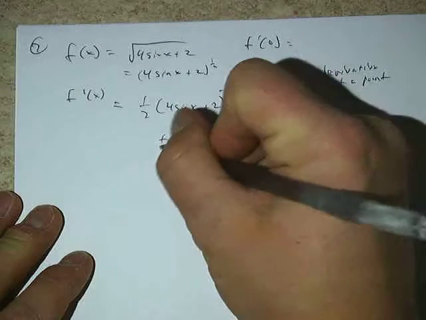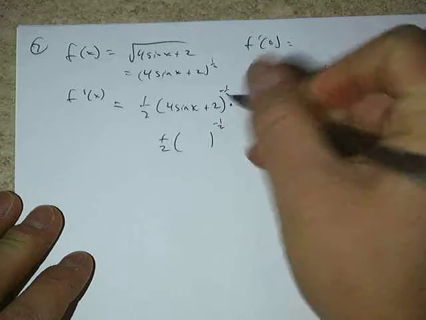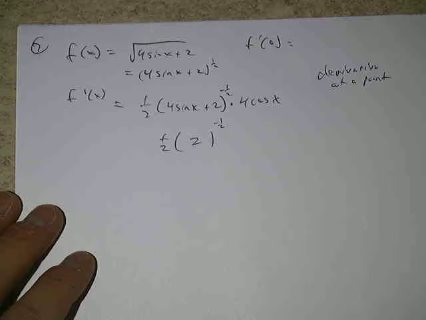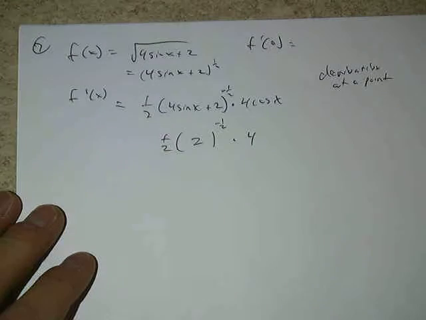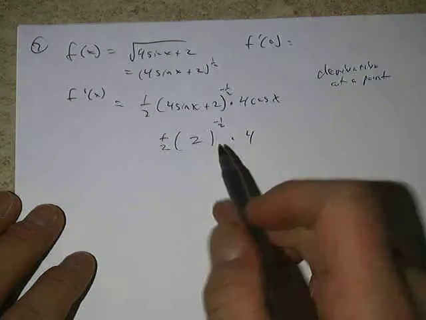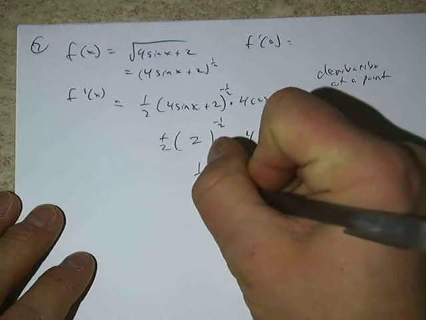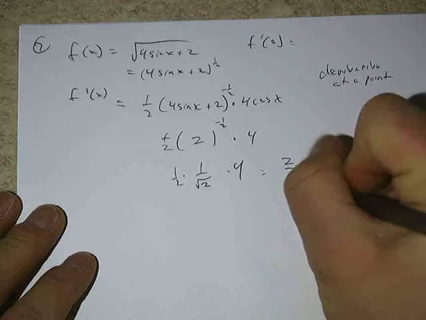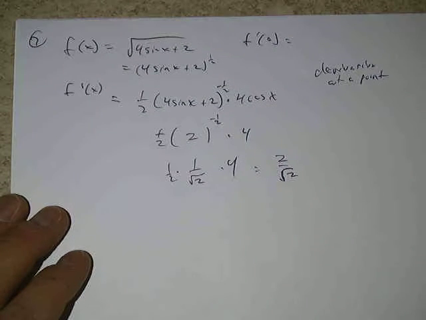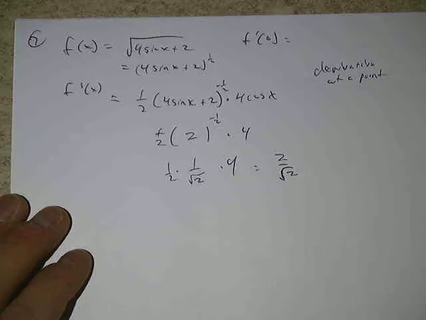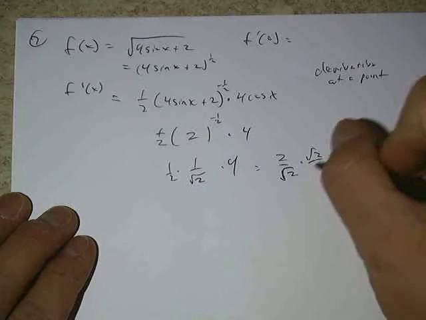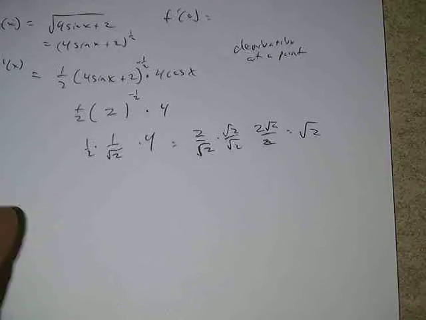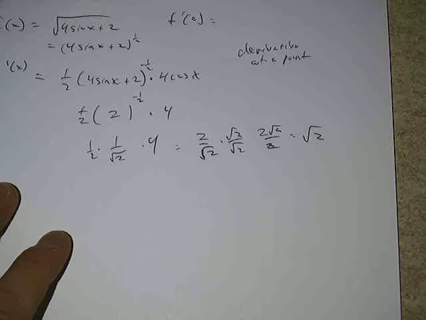So then from there let's evaluate. We have 1/2 here, and in the parentheses we have 2, because sine of 0 is 0. And over here we'd have just a 4, because cosine of 0 is 1. If we do 2 to the negative 1/2, that'd be 1 over 2 to the 1/2, which is 1 over the square root of 2, times 1/2 times 4. So we get 2 over radical 2. Is that an option? No. But we can rationalize that and get 2 radical 2 over 2, which is equal to radical 2, which corresponds with letter E.